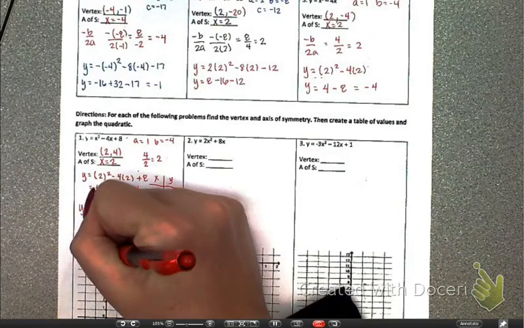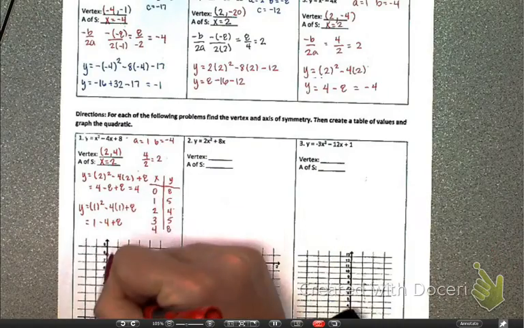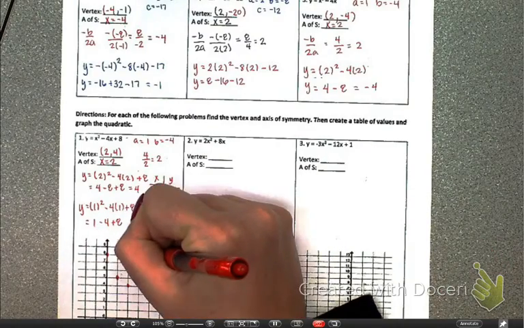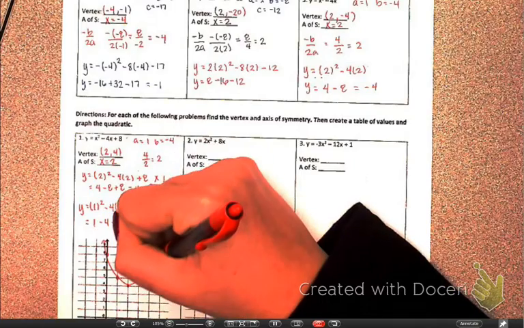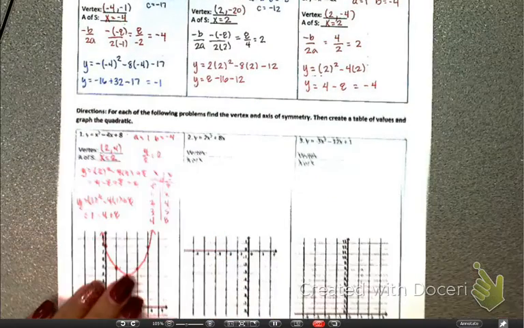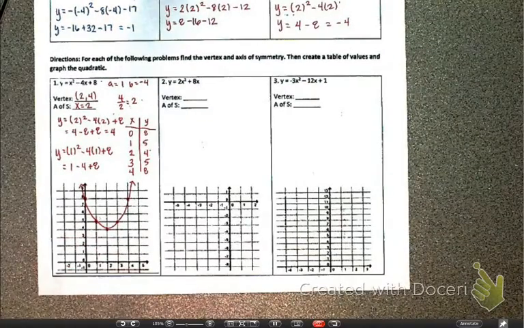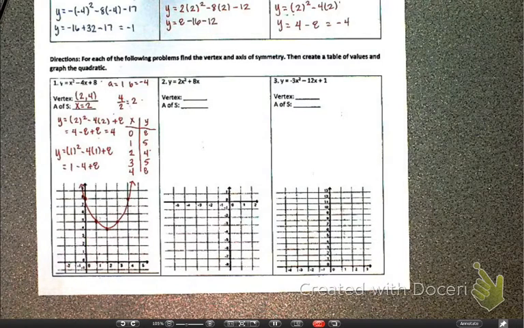0, 8, 1, 5, 2, 4, and so on. It should look like this. Some of you have issues with creating a graph. I was going back over your quizzes. You need to have arrows that extend past that last point. Okay? You mark this on there?